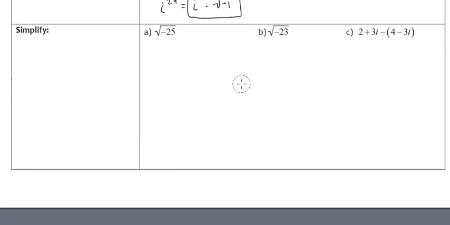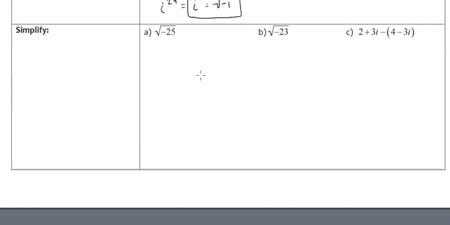All right, bottom box of that first page of the 1-5 notes here, and it says to simplify. And this time we've got a radical, but the number inside of it isn't just -1. It's -25. And so we've got to think back. How do we simplify radicals? There's a few different ways to do these.